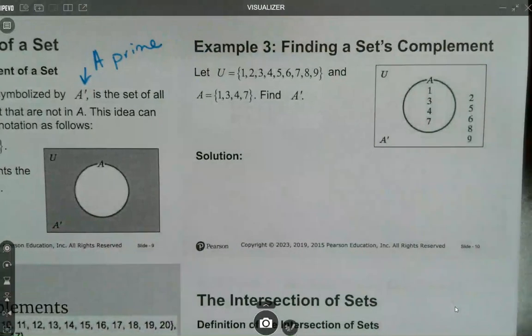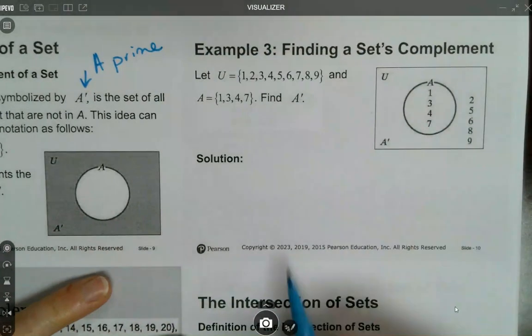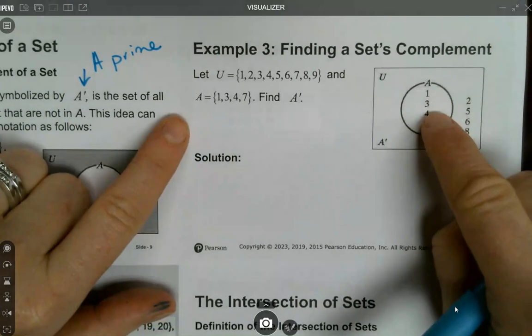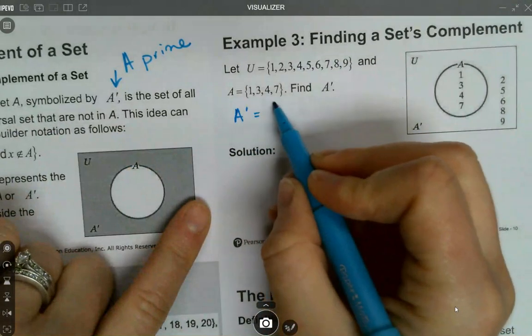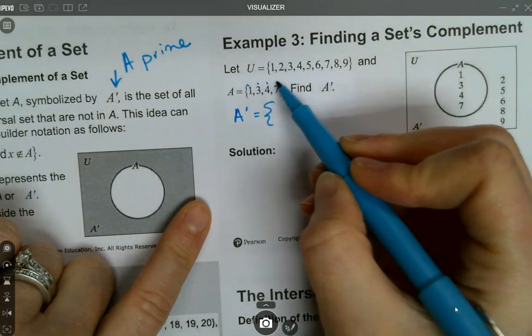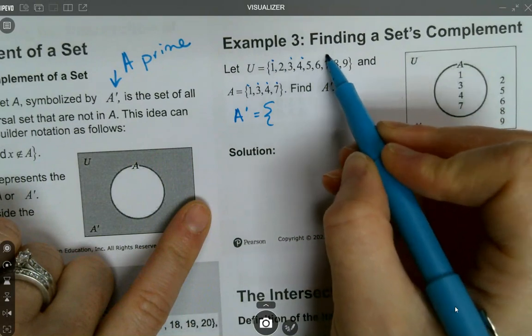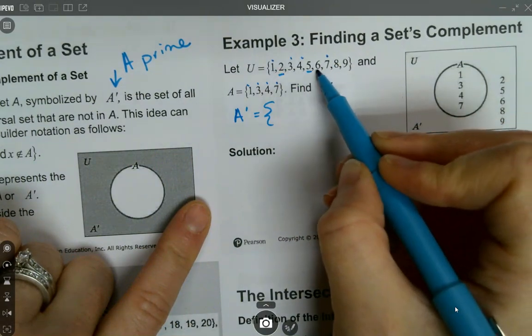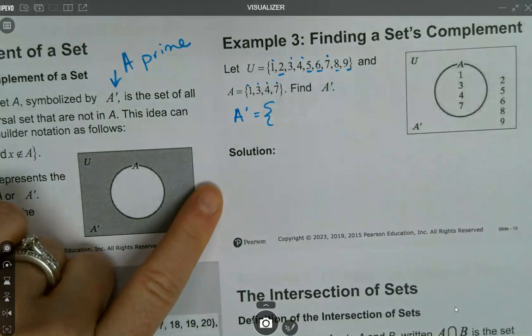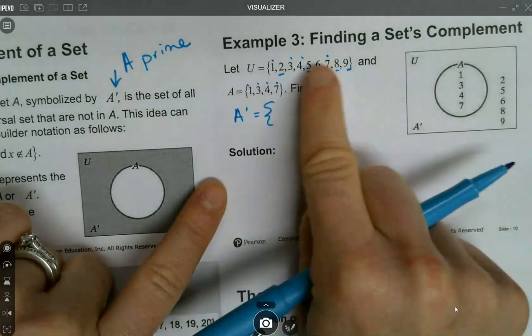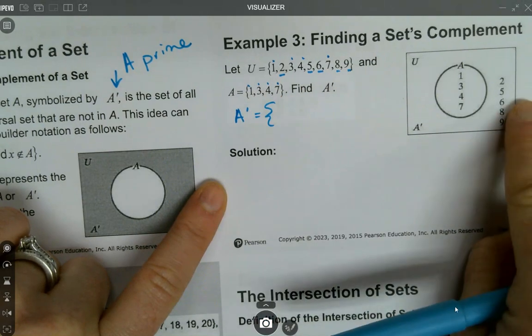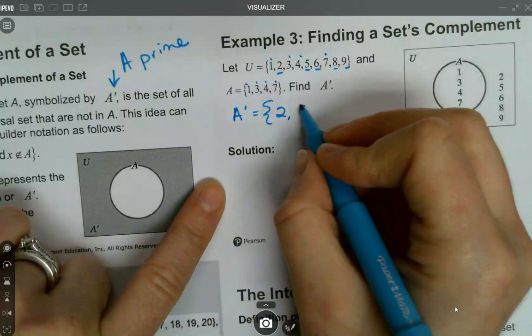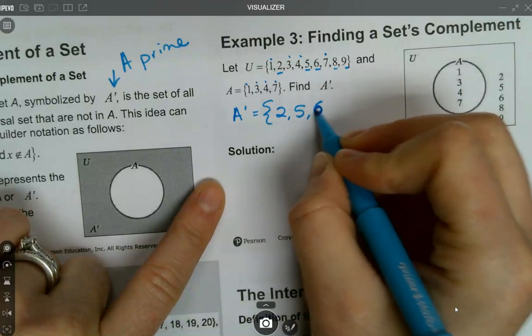So let's look at the complement example. We have U is everything, the numbers 1 through 9. If A is 1, 3, 4, and 7, then A prime is going to be everything else. So these other elements are the complement. You can look at them in the roster method or with the Venn diagram. So it's 2, 5, 6, 8, 9.